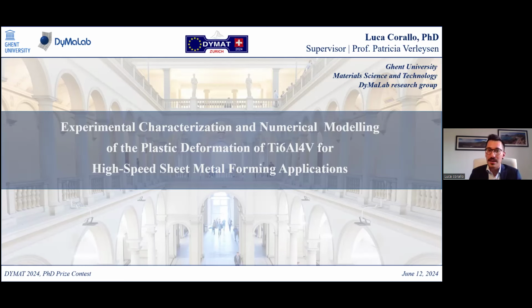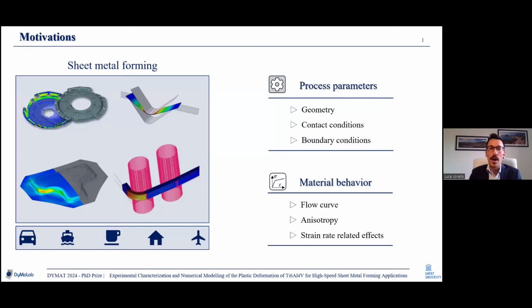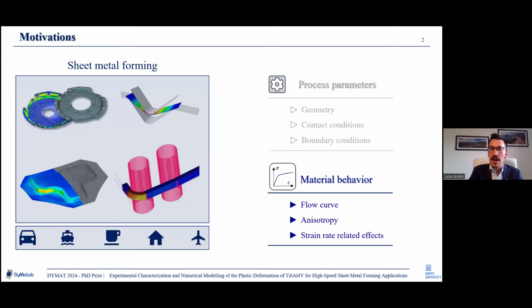Therefore, before getting started, I would like to give a bit of motivation and introduction on high-speed sheet metal forming. Sheet metal forming is a widely diffused manufacturing technique to produce metal components starting from a relatively thin sheet of metal. This technique finds application in numerous fields, such as automotive, naval, aeronautics, etc. Sheet metal forming consists of two main parts: the first more related to the process parameters, and the second more related to the material behavior.